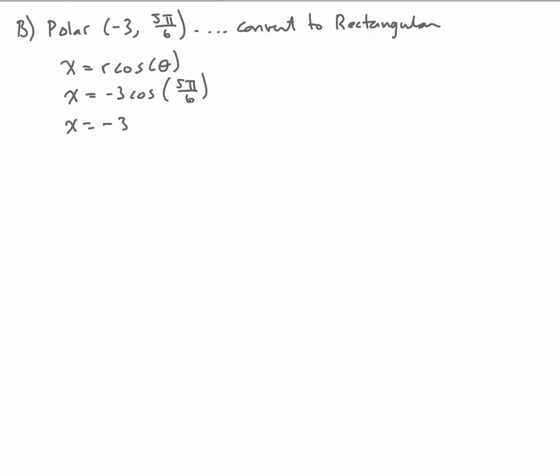Now the cosine of 5 pi over 6, if we know our unit circle, this value is pretty easy to come up with. 5 pi over 6 is in the second quadrant, so the cosine is negative. So this would be a negative square root of 3 over 2. So my x value here, negative times a negative is a positive. It's 3 root 3 over 2. I don't need a decimal approximation. I'll just leave it as x is 3 root 3 over 2.